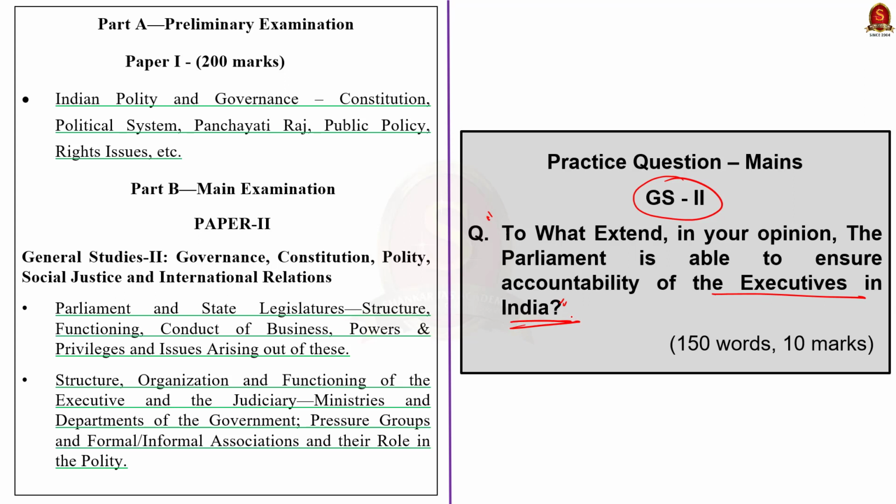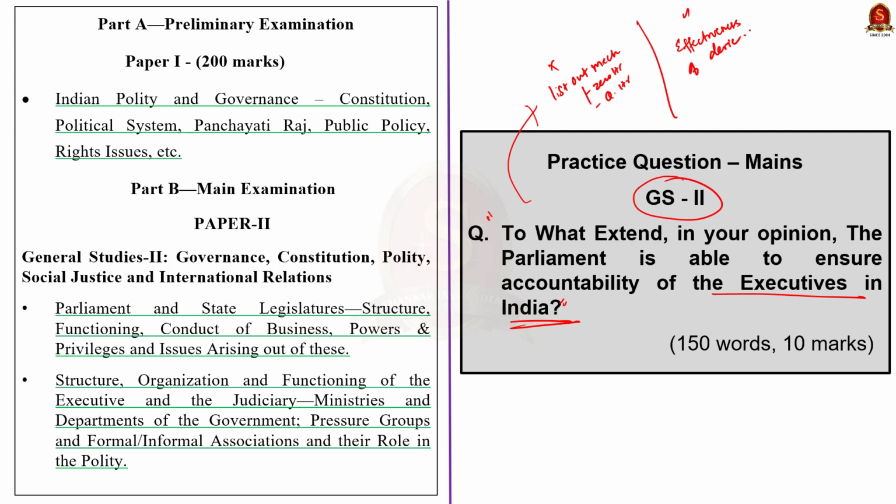Now, coming back to the question, what aspirants generally do is, as soon as they see the question, they start listing out the mechanisms in Parliament to control the executive, like Zero Hour, Question Hour, etc. But here the question demands us to write how effective Parliament is in using those mechanisms to ensure accountability. So let's focus on that and stick to that.